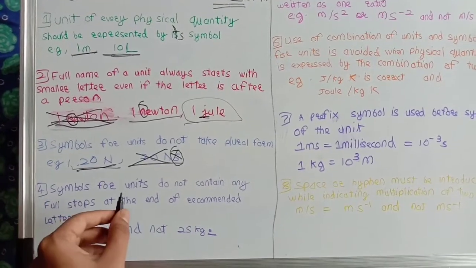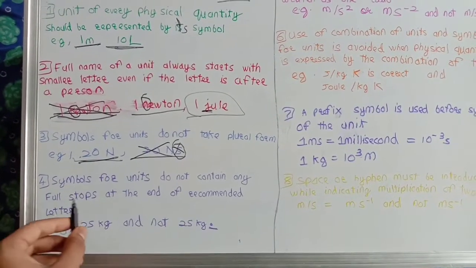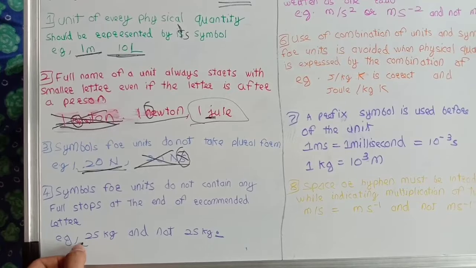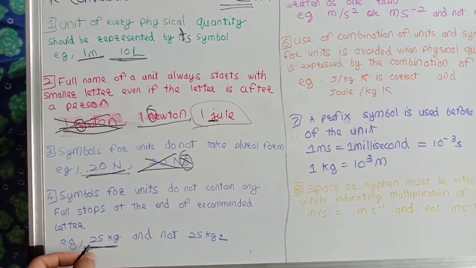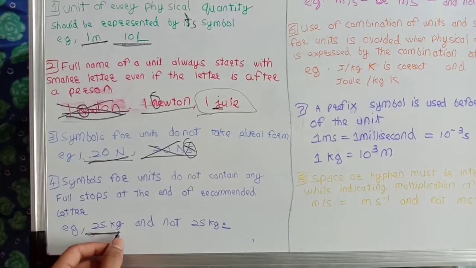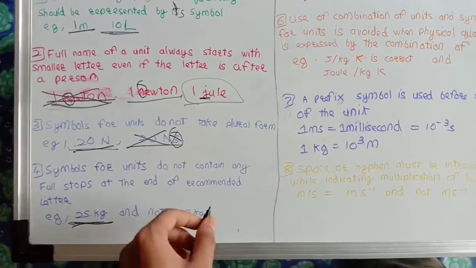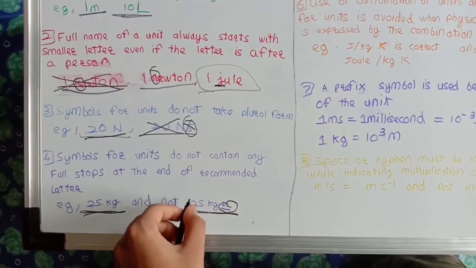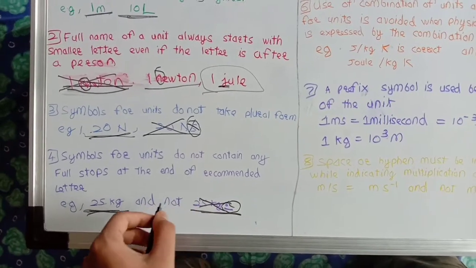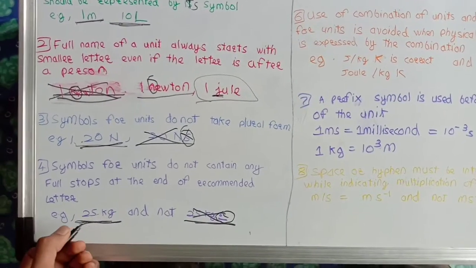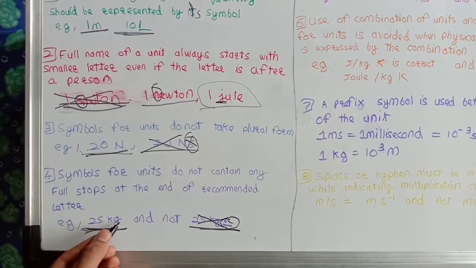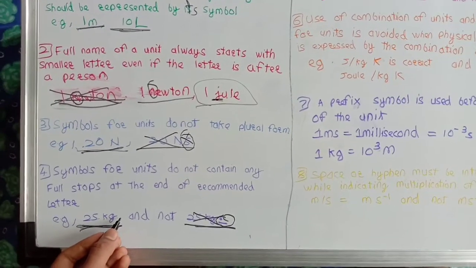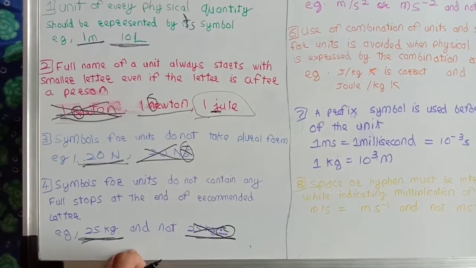Next, symbols for units do not contain any full stop at the end, unless it is the end of a sentence. If we are writing the unit of anything like 25 kg, we have to write 25 kg like this and not like this. If we put a full stop at the end, then our full answer will be wrong. So always we have to write it like 25 kg, and we do not put a full stop at the end of any symbol.